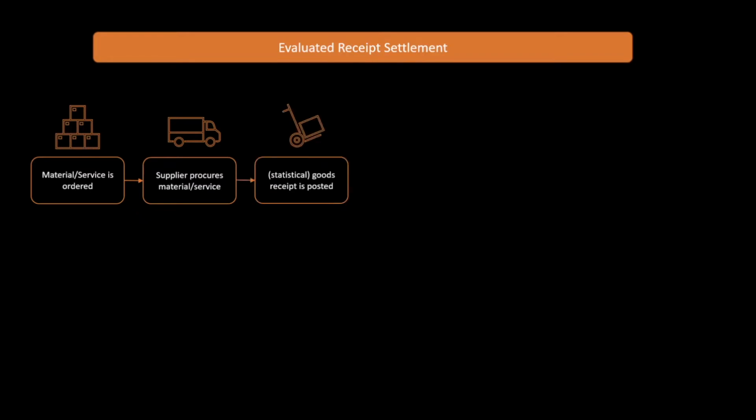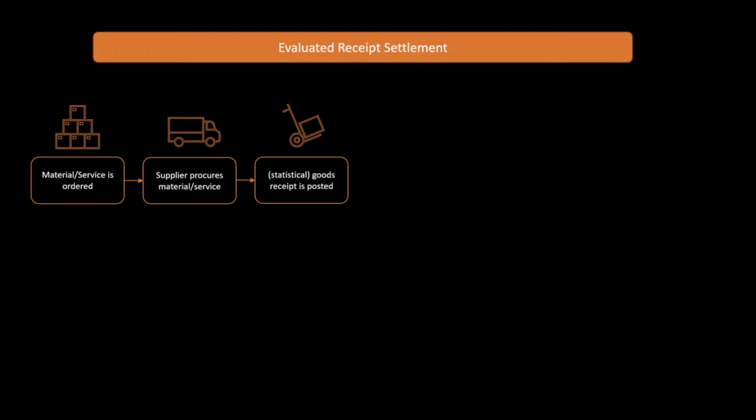So first of all, we order a material or a service from our vendor. The vendor then procures the material or service to us. Then we post a goods receipt, or a statistical goods receipt in case we received a service and not a material. So far, this is a normal purchasing process.